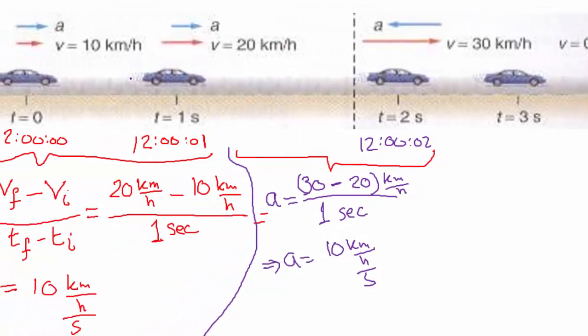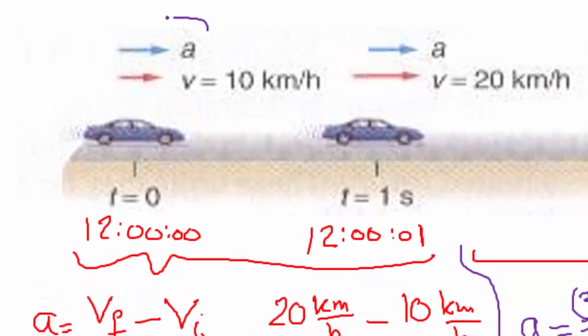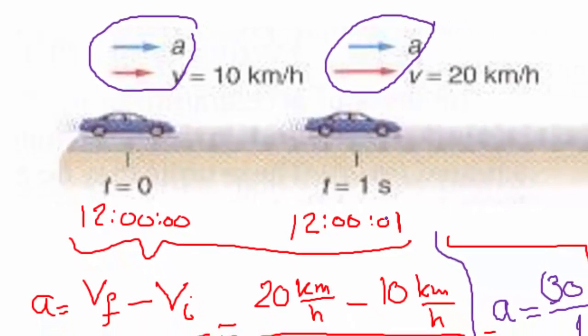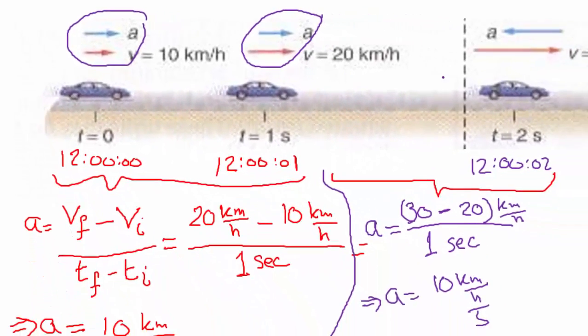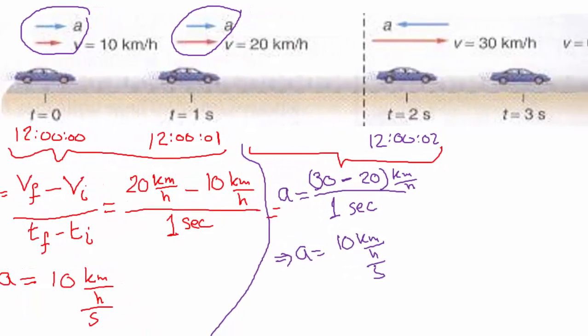And notice in both of those cases, the acceleration and the velocity are in the same direction. The acceleration is in the same direction as the velocity, so the car is gaining speed. It went from 10 to 20 to 30. And in both cases, it's gaining 10 kilometers per hour each second.